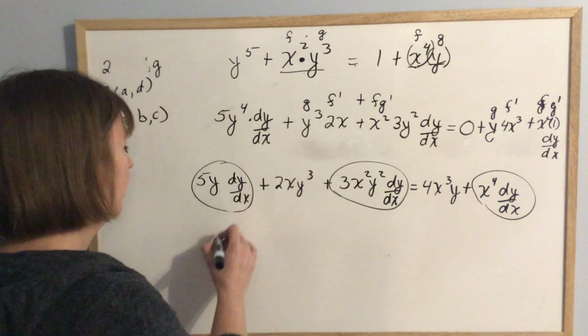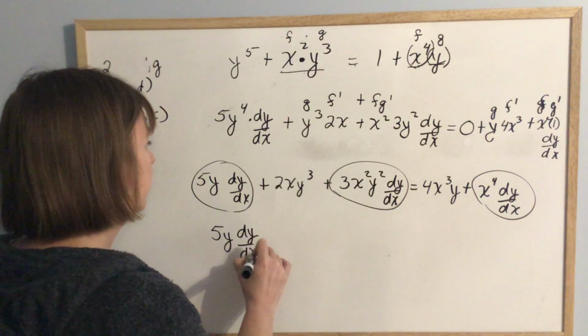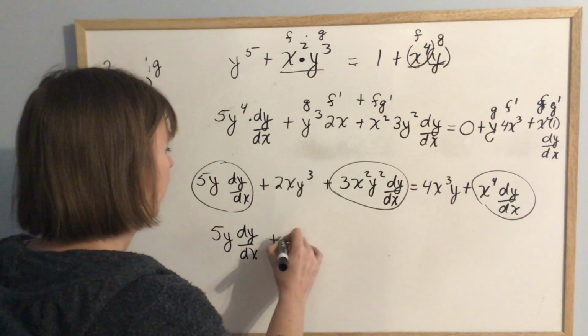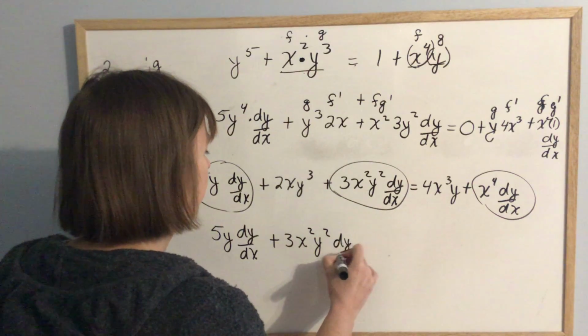So this is already on this side. I'm not moving it. So 5y dy over dx. This is already on this side. So plus 3x squared y squared dy over dx.